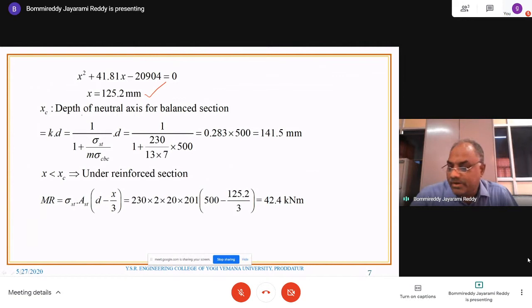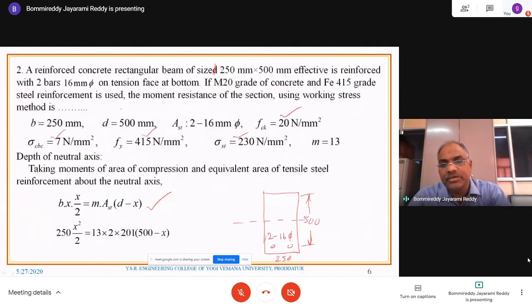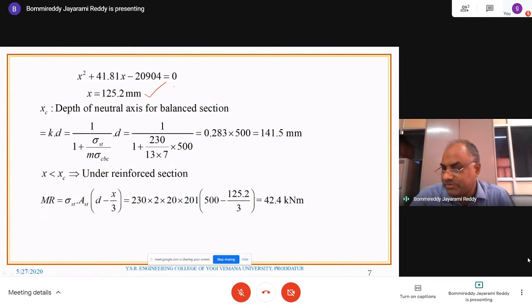125.2. And in the same way, because for all the problems I took only M20 grade and Fe415, 250, 500, you can compare and understand how it is changing from under reinforced to over or over to under reinforced type of section. So once you got the X value, X is equal to KD, and accordingly find out the XC.